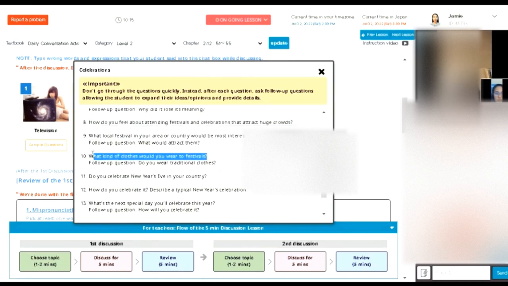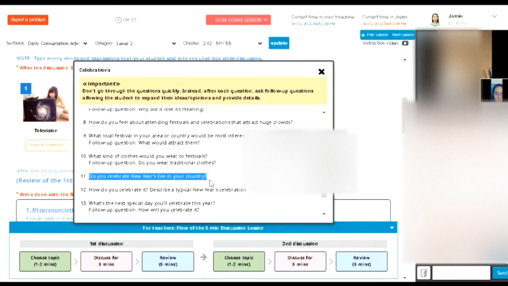Okay, this one. What kind of clothes would you wear to festivals? Maybe just the clothes I want to wear. Just simple clothes? Yes. Okay. Do you wear traditional clothes? No. Oh no. Why? You don't want to, or? I think we don't have traditional clothes. Okay.